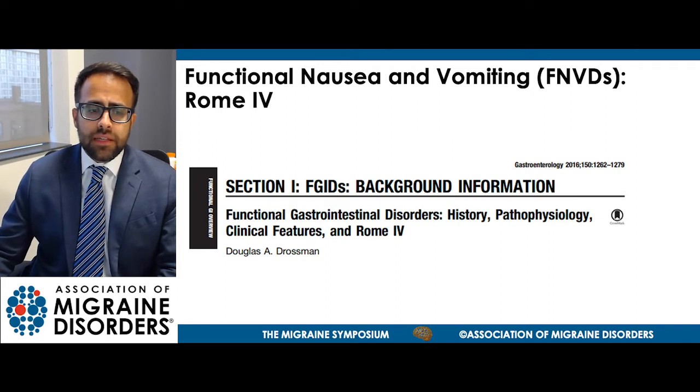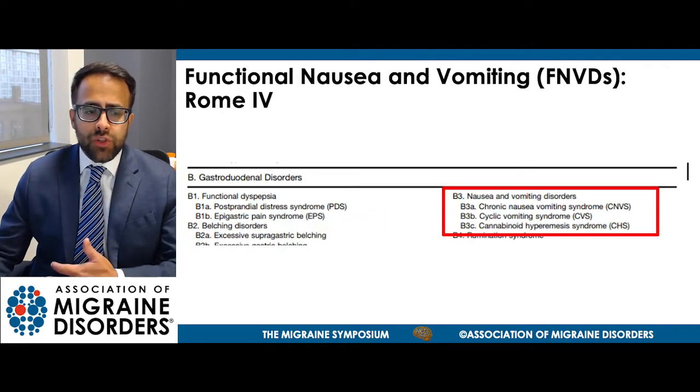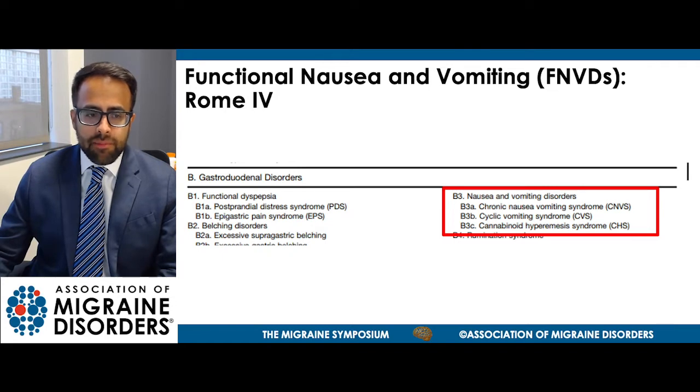So this is an article highlighting FGIDs and their classification. And this is where we are spending most of our time today in terms of focus. In terms of gastroduodenal FGIDs, there are variants within that family. The ones that we're going to focus on are the nausea and vomiting disorders.